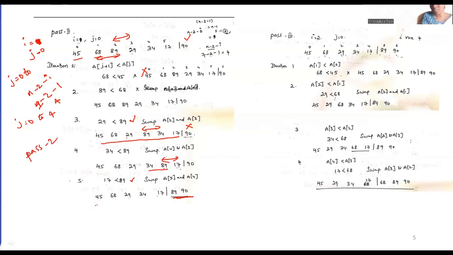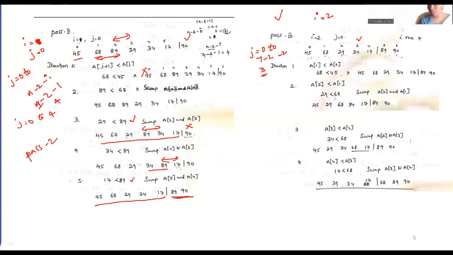Okay, now you consider this list. You consider up to this list for the next pass. In third pass, again, i gets incremented, it becomes 2 and your j is going to run from 0 to 7 minus 2 minus 2. So that is 5 minus 2, 3. Up to third index only your j is going to run.